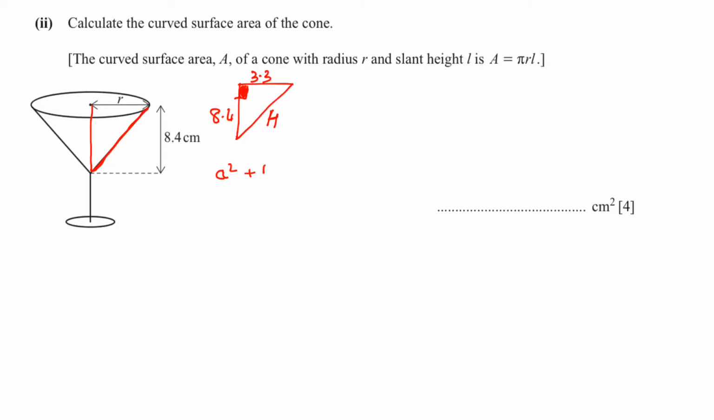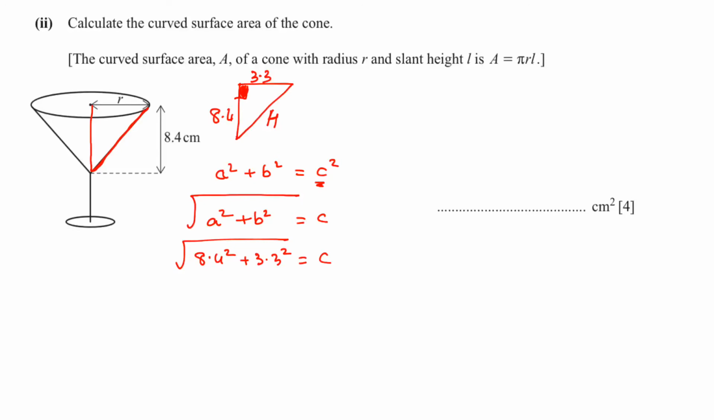To find the hypotenuse, we use the rule a square plus b square is equal to c square. C is the hypotenuse. We don't want c square, we want c. So we can square root a square plus b square to get the hypotenuse. And that will be the square root of 8.4 square plus 3.3 square, which is 9.02. We'll round it to one decimal, it will be 9.